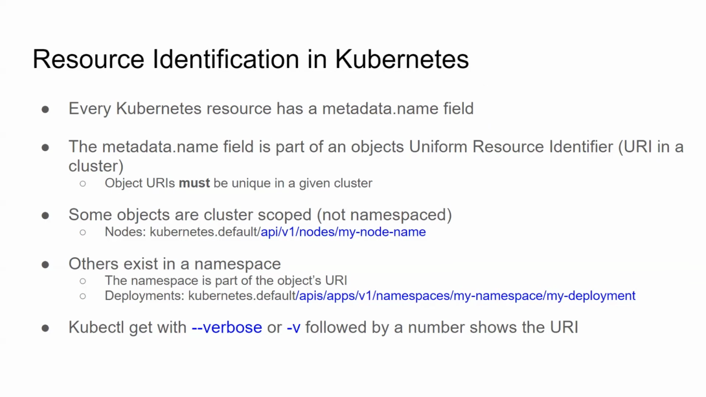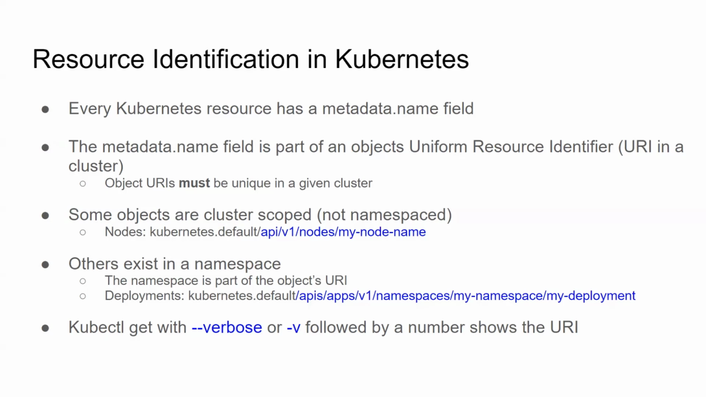Now, how can you see these URIs? Well, you can always use the --verbose or -v flag followed by a number, and that's going to show your Kubernetes request, and then it's also going to show the URI of the object that you are calling.